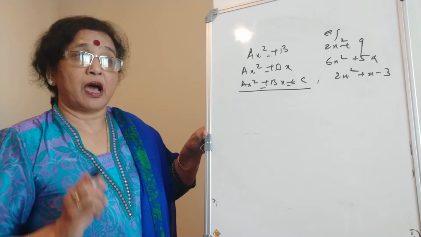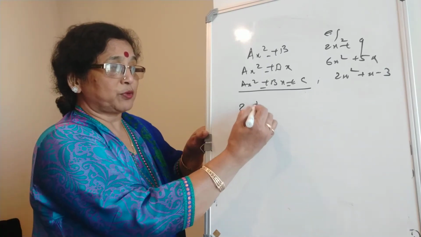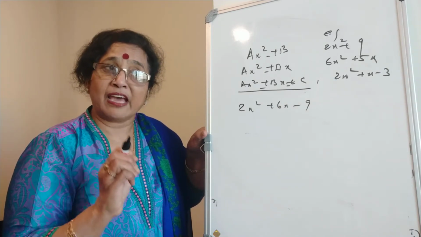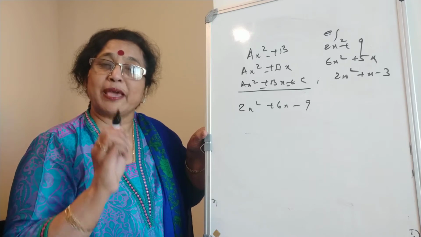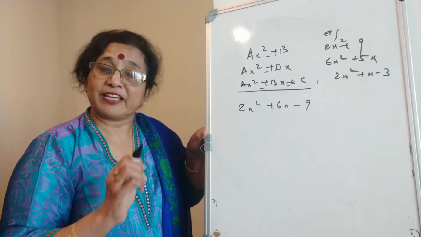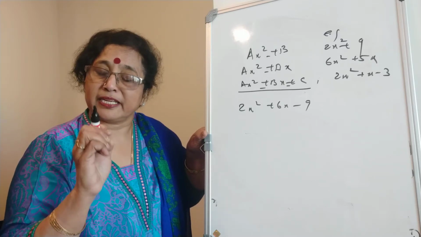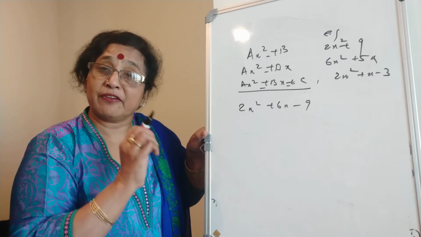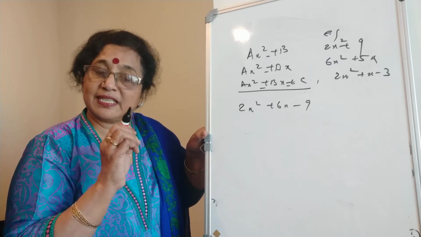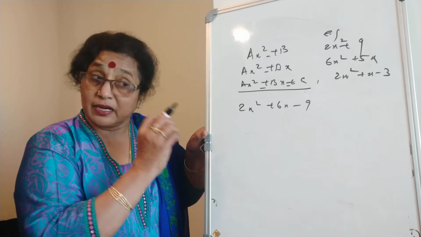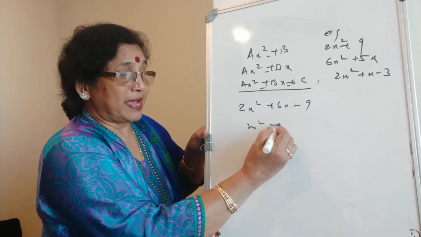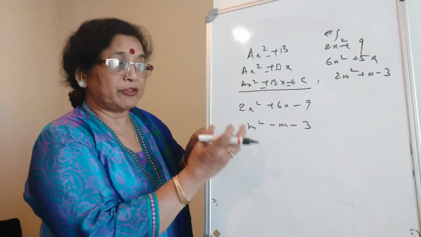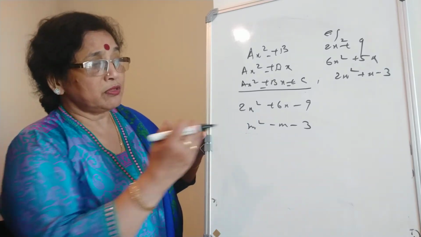Again remember, do not think that only 2x square plus 6x minus 9 can be a quadratic expression. In place of x, you can have 2t square plus t minus 9, or 2y square plus y minus 6, or 5b square plus 6, or say m square minus m minus 3. Whatever variable you use, if it forms a quadratic expression, that becomes quadratic.